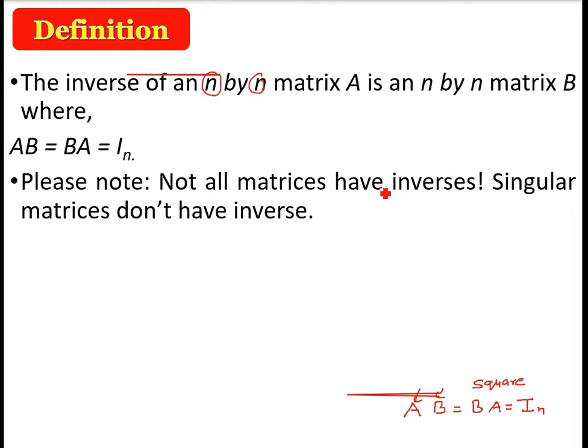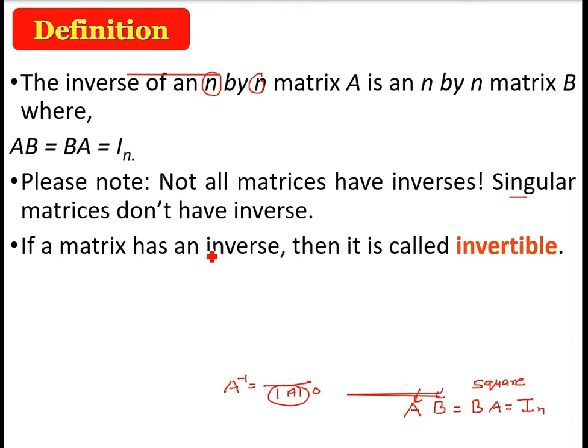Not all matrices have inverses. That means there are matrices whose determinant is 0. Those are called singular matrices. The singular matrices don't have an inverse, because A inverse is all about the denominator being the determinant of A. So if a matrix has an inverse, then it is called invertible.